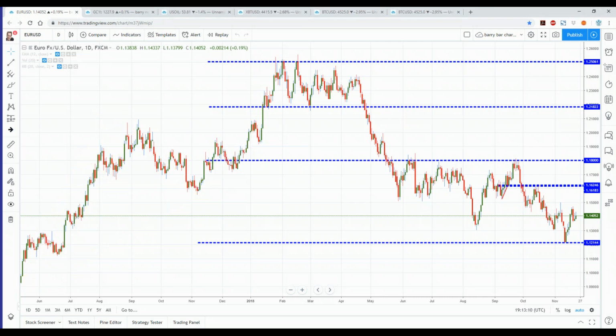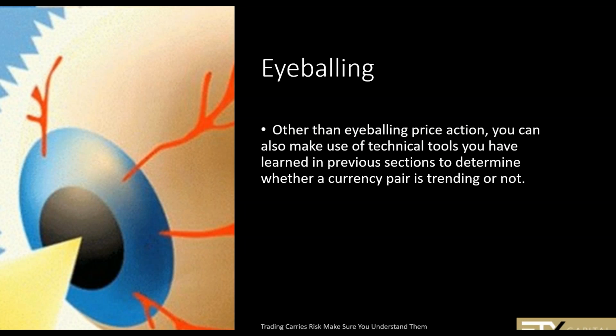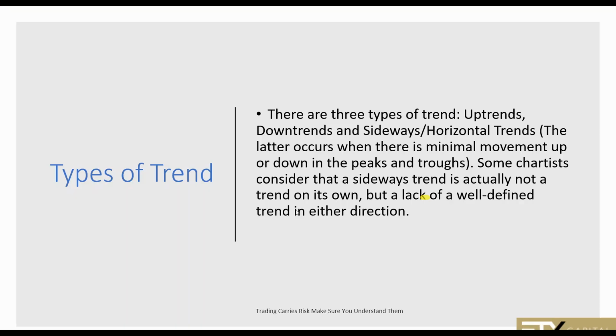So let's go back to my PowerPoint and let's pick up a little bit from here. Okay. So one of the best ways to look at a tool, to look at a price, is simply by eyeballing it. You can look at it and see if a currency pair is trending or not. And then there's other tools to tell whether it's trending, like putting a moving average on and seeing when price is trading above the moving average.